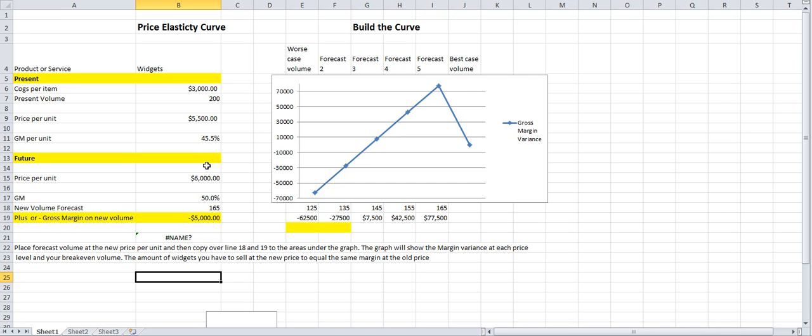I hope this helps. It's just a little tool that you can use, but I think it can give you a lot of courage as you test different scenarios before you make those pricing moves.